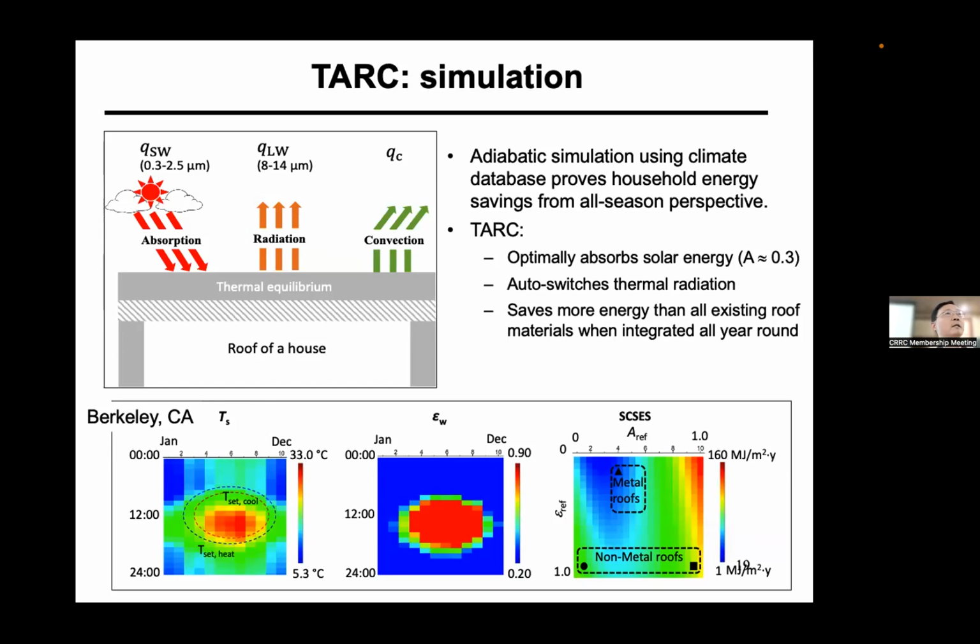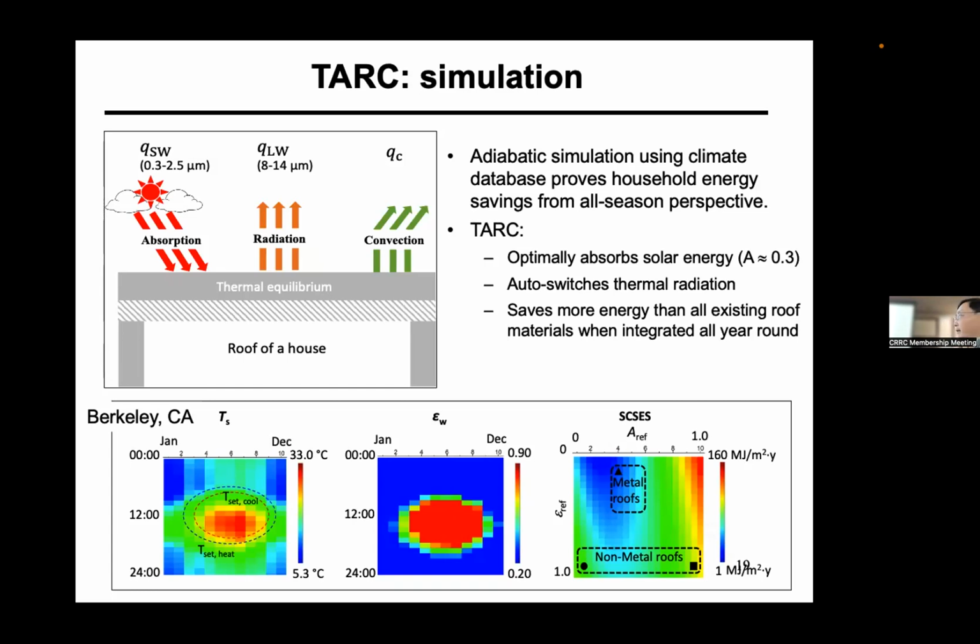So on the bottom here, this is the city of Berkeley weather database. From January to December, and from 0 hour to 24 hours of the day. Obviously, you're not surprised, midday from June to August, you have a hot spot. Temperature is really hot. So we designed our TARC to have a switch specifically capturing that hot spot. Our emissivity is low everywhere else, but it is really high when the temperature goes above 27 degrees C, okay? So then we calculate how much surface temperature can lead to the energy saving.